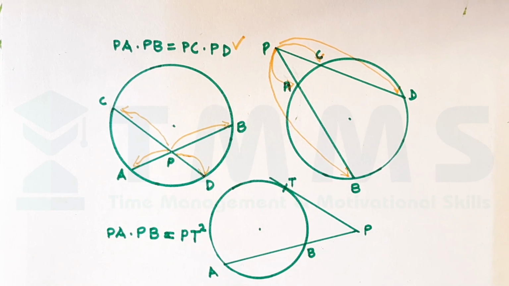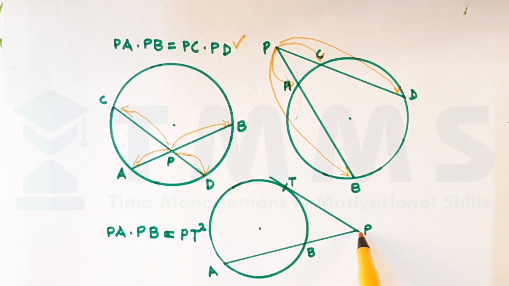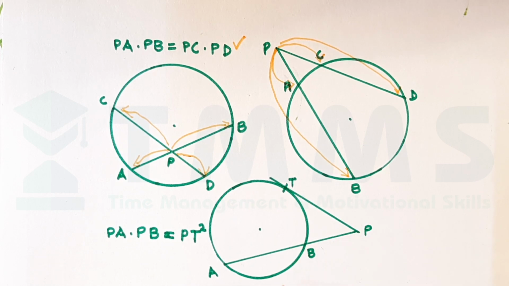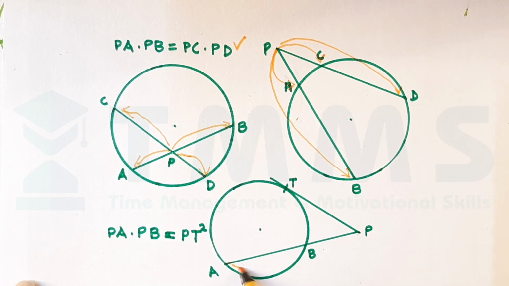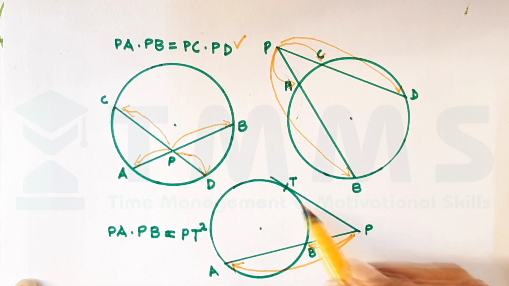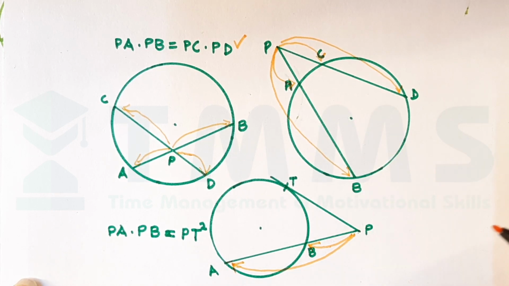Now look at this next diagram. We have PT as the tangent from the external point, AP becomes the secant and AB is the chord. Because of this chord being produced up to P, we have two segments of this chord, that is PA and PB. So PA into PB is equal to tangent square, that is PT square. So these are also some of the properties which are important.